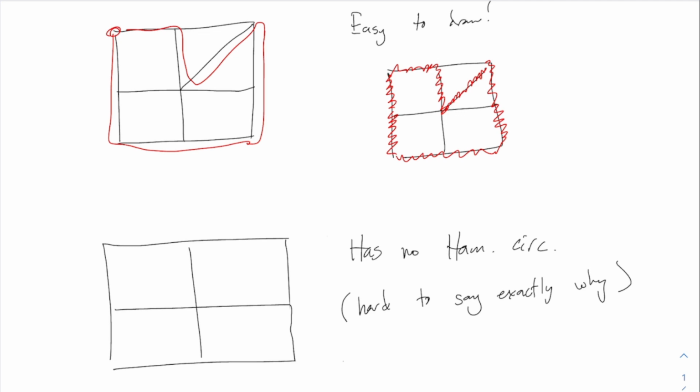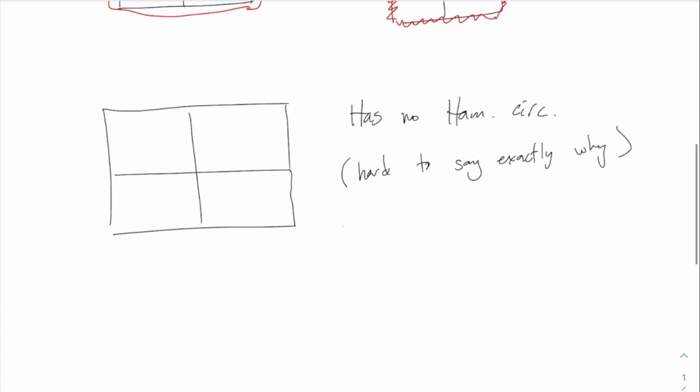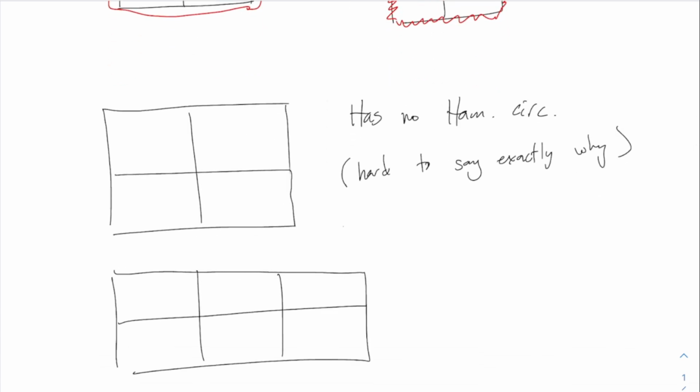What if I make a similar picture but slightly wider? Like this. Actually, this one now does have a Hamilton circuit. I just made it stretched out a little. Can anybody see how you can do it in this one? Let's start up here. Anybody want to tell me how you would go about it? Maybe someone I haven't heard from yet.